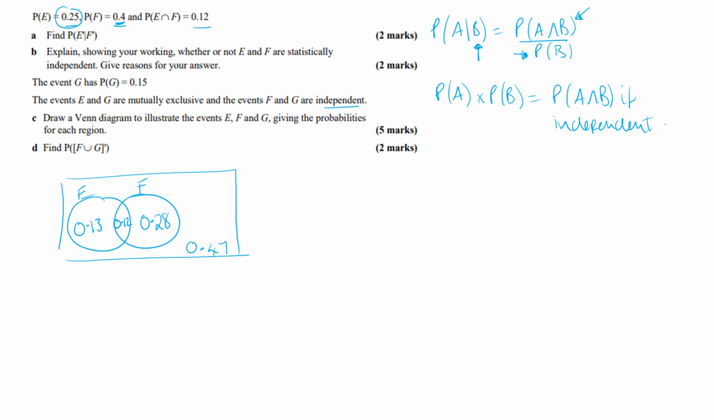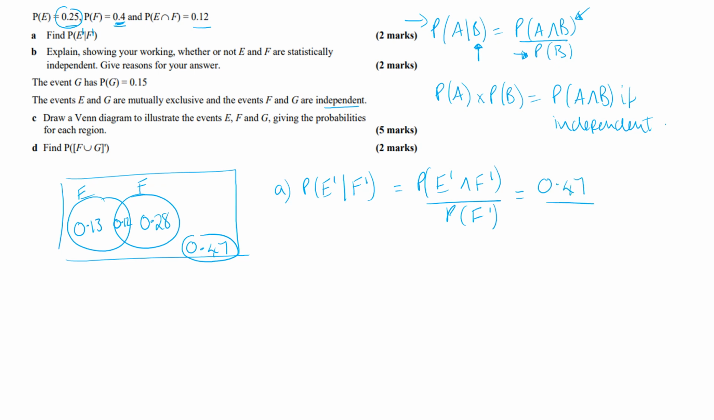0.47. Now for part A, we're being asked to find the probability of E dash given F dash. You can't really see those dashes, but there are dashes there. So the dash means not E given not F. So this, using the rule here, is going to be the probability where they both intersect divided by the probability of being in F dash. So where does not being in E intersect not being in F? That's going to be the bit here on the outside, so that's 0.47.